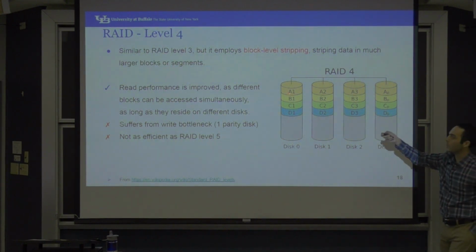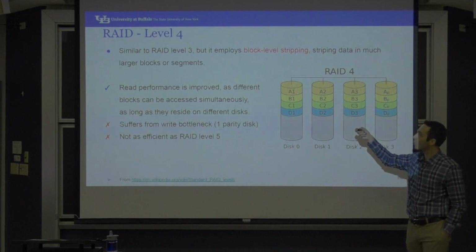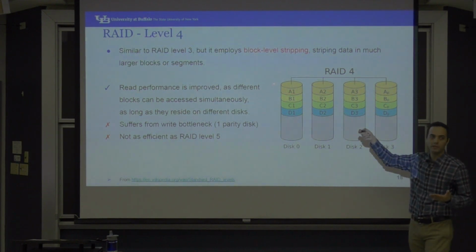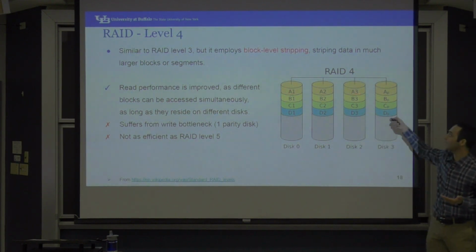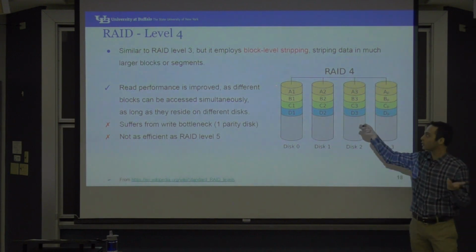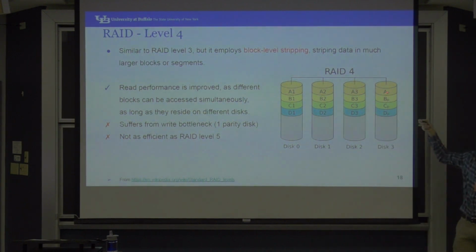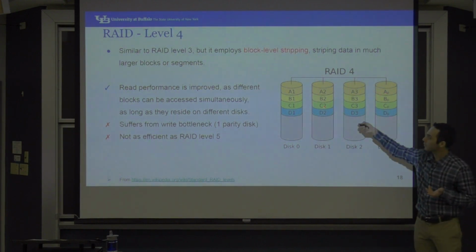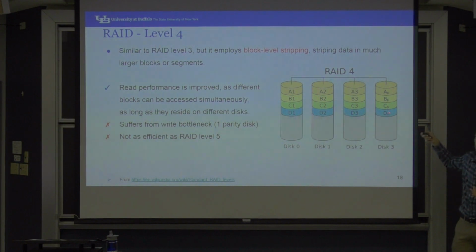If you want to change something in A1, obviously the parity bits of A, all of them together, also change. So once you want to modify this, you also need to modify this. If you want to modify this, you also need to modify this. Any change, this has to work. So that's why it puts a lot of stress on this disk. That's why it's like a bottleneck.